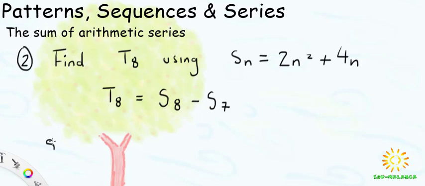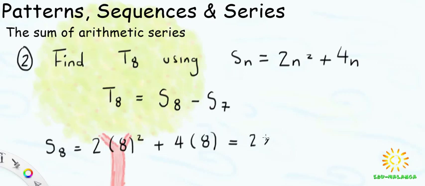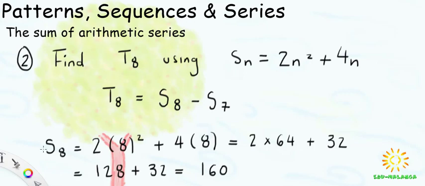We're going to have S8 is equal to 2 times 8 squared. We're going to substitute 8 where we're seeing n, plus 4 times 8. You'll have to use your calculator for this one. 8 squared is equal to 64. So we're going to have 2 times 64 plus 4 times 8, that's equal to 32. And we'll then have 2 times 64 is 128, plus 32, and that's equal to 160. We've now found the sum of the first 8 terms.